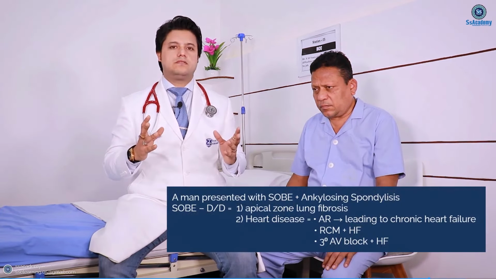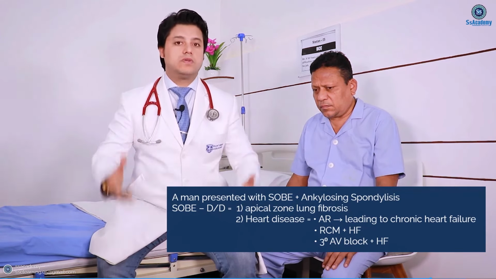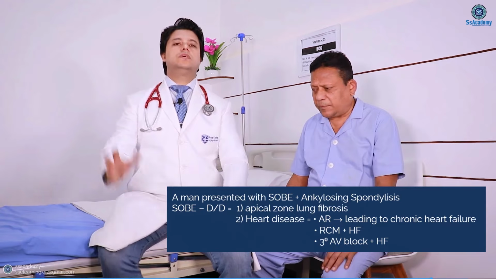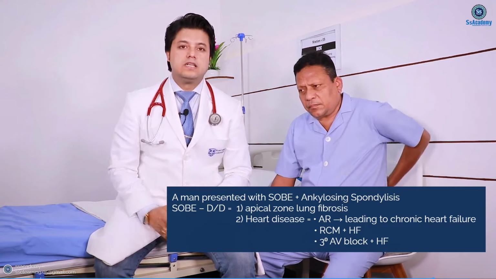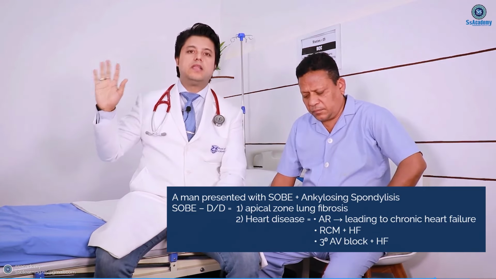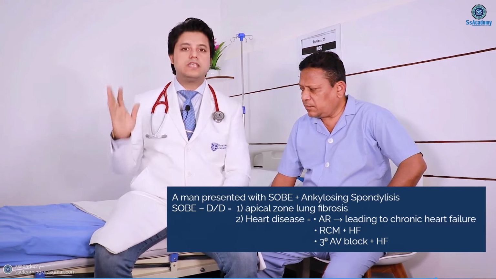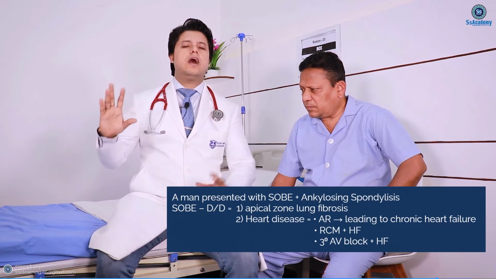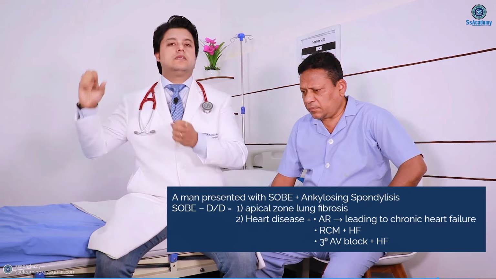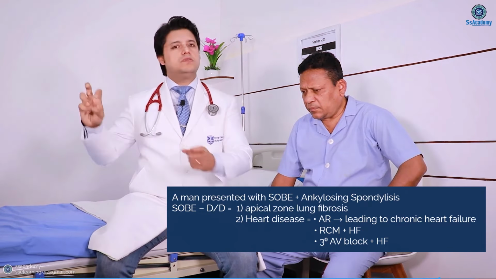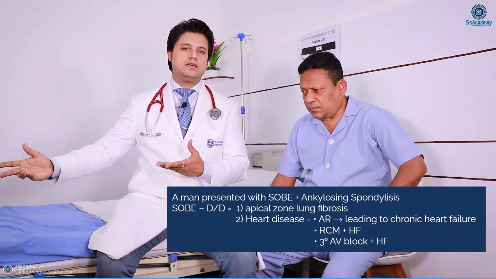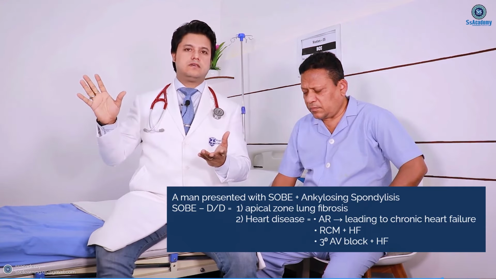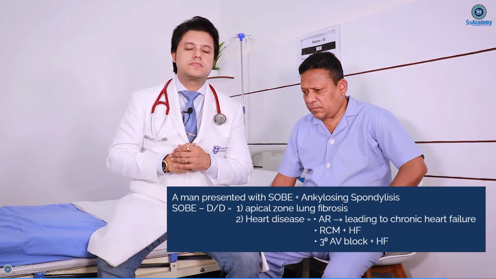Sometimes in Station-05, the scenario will be something like this. The man presents with shortness of breath on exertion. So yes, my dear doctor, he entered the room and has ankylosing spondylitis. Now for the shortness of breath on exertion, the differential diagnosis you need to think about: number 1, apical fibrosis. And secondly, heart disease. The heart disease includes maybe aortic regurgitation leading to chronic heart failure, or maybe restrictive cardiomyopathy with heart failure, or maybe third-degree AV block leading to heart failure. So yes, heart disease, and the first one, what I said, lung disease.